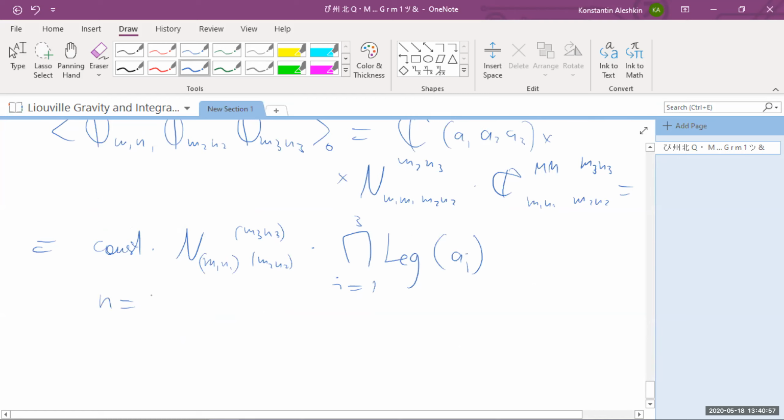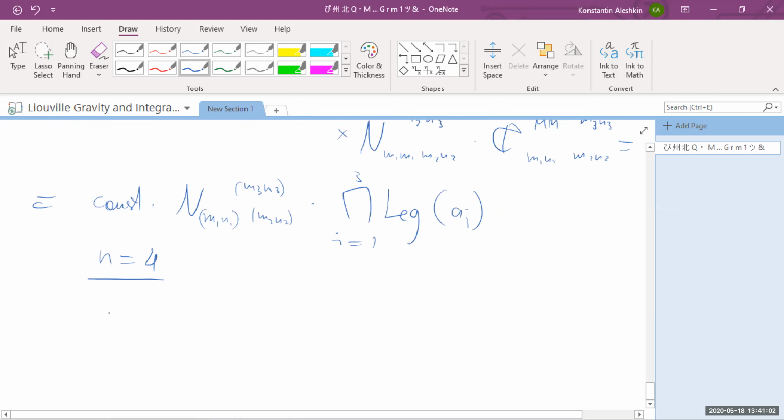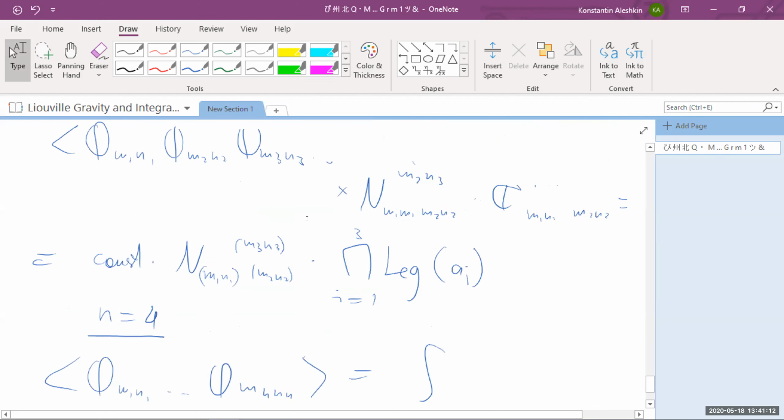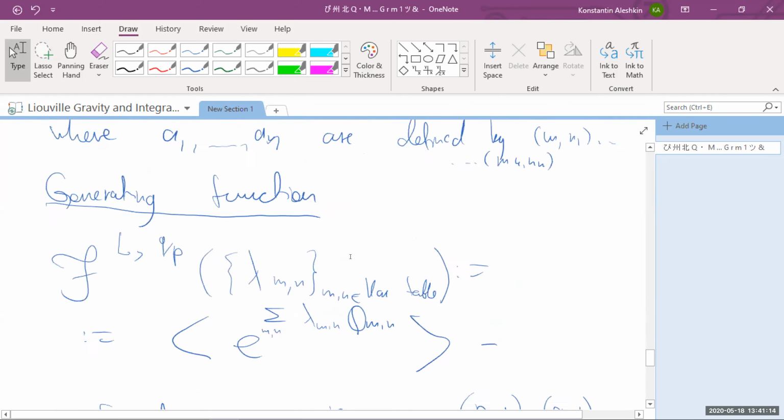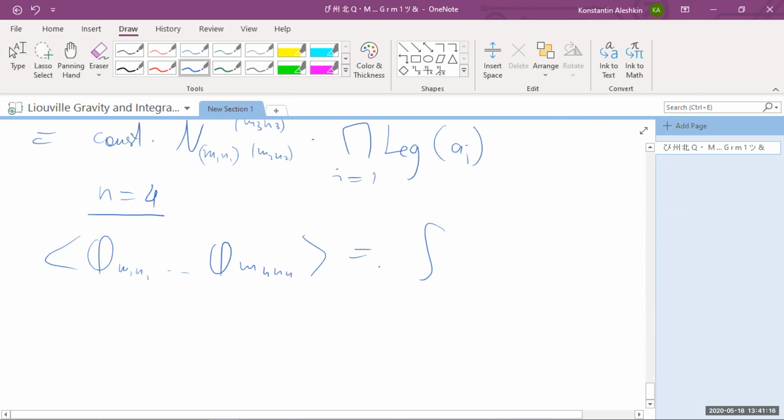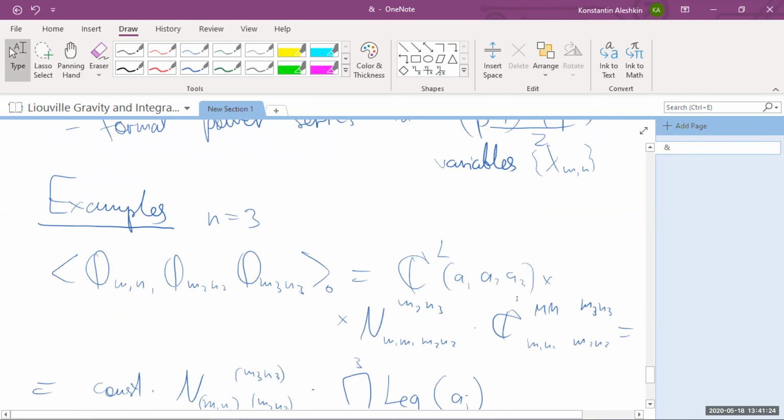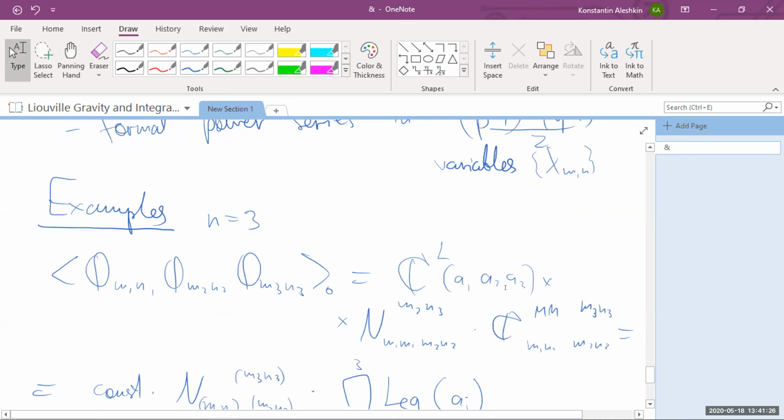N equal to 4 is the first kind of non-trivial case. So this O_{M1,1} to O_{M4,4} is an integral over the moduli space of 4-punctured spheres, which is just a sphere itself, so P1. Sorry, Konstantin, I missed the A_i's. They're also determined by n and m. Yes, the A_i's are completely determined by n and m. Okay, there is some simple formula.